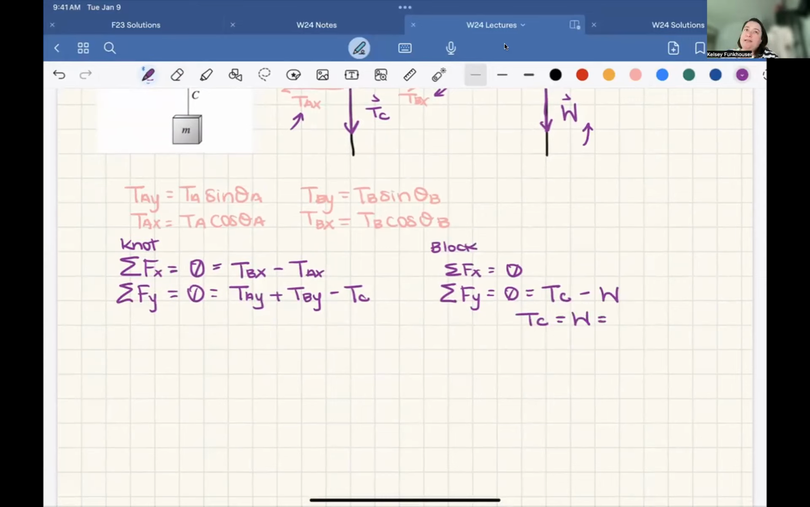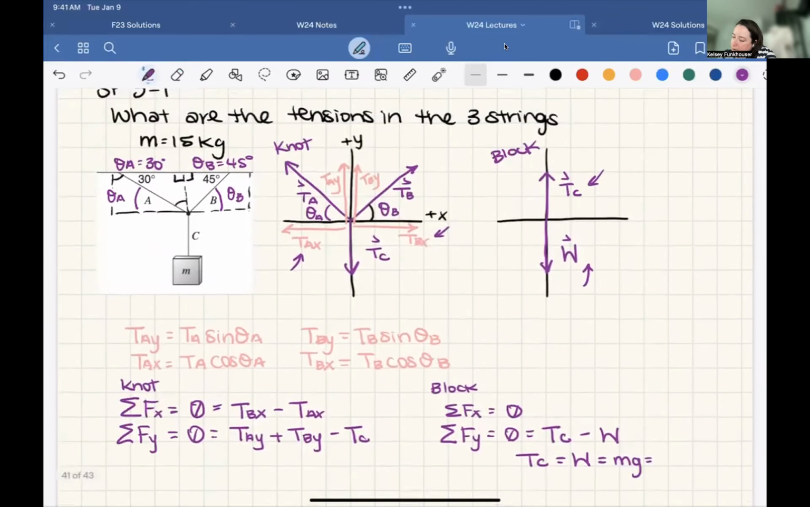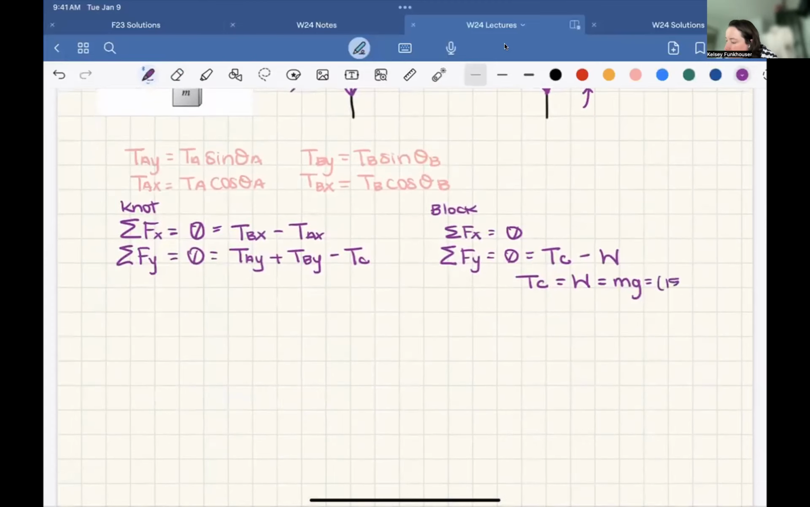And weight, remember, is due to the force of gravity. So the equation is mass times acceleration due to gravity. And so we can just calculate this really quick, get it out of the way. So 15 kilograms times 9.8 meters per second squared. Sorry, I'm on the edge of the page there. And that is 147 newtons. So that's TC. That will come in handy.